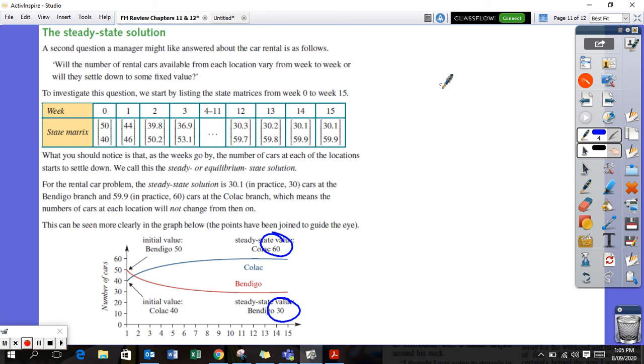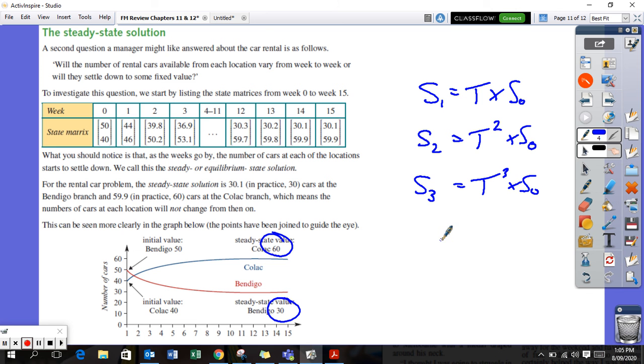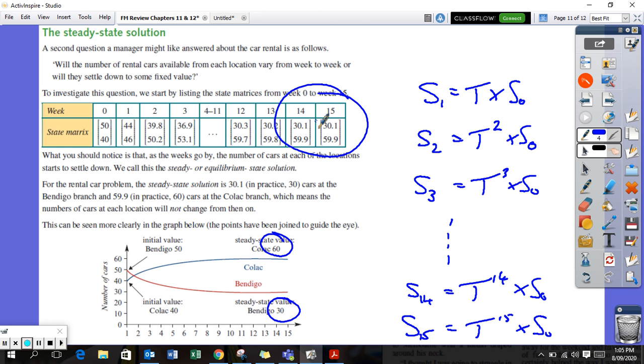So we go S1 equals T times S0. S2 equals T squared times S0. S3 equals T cubed times S0. And we get to S14 equals T to the power of 14 times S0. We're always working with S0 and the same power. S15 equals T to the 15 times S0. And S14 and S15, we see there's no change. It stopped changing. Okay, so there's 30 cars in Bendigo and 60 cars in Colac. Okay, so it's a steady state solution.